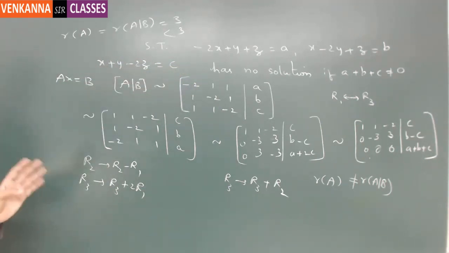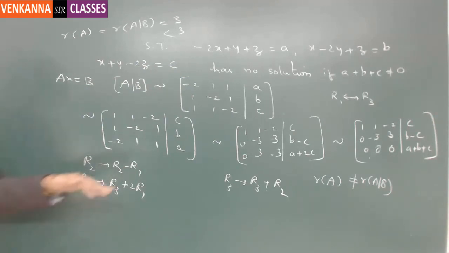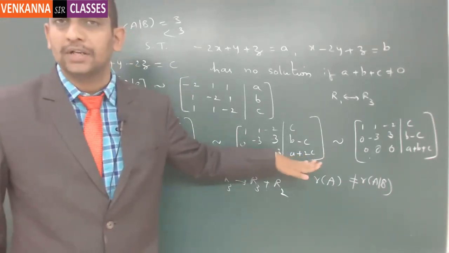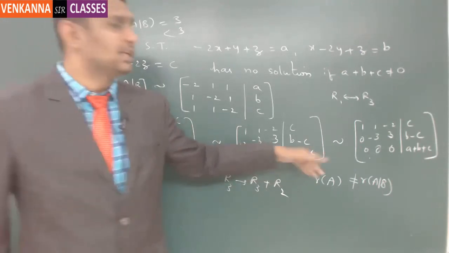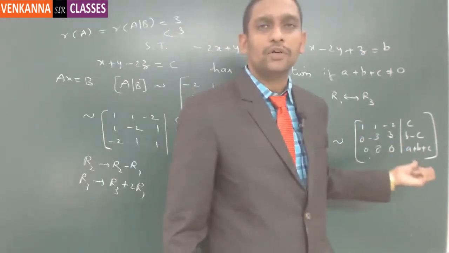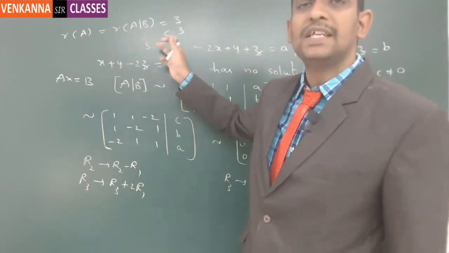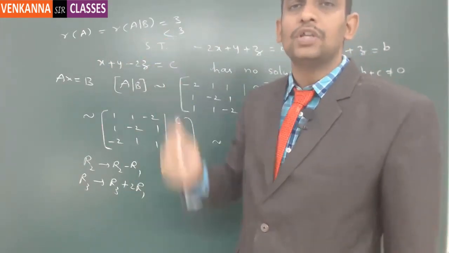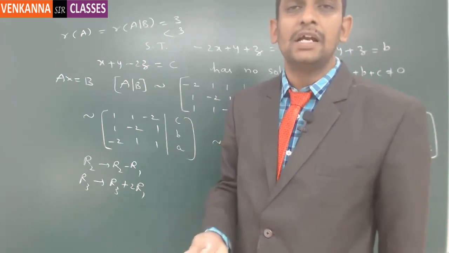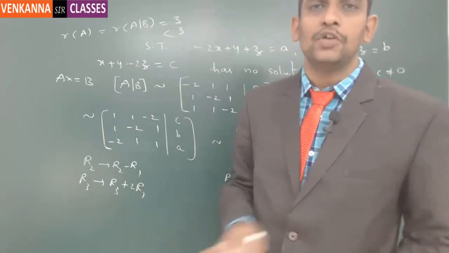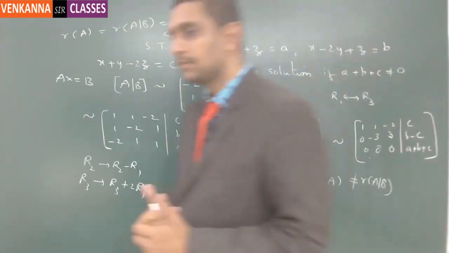Since how to find the solution or determine the solution is not at all asked, we will stop our discussion at this moment. So we simply write that if A plus B plus C is equal to 0, then rank of A is equal to rank of A|B, which is less than the number of variables. So the given system is consistent and it will possess a solution. So there we conclude our part.